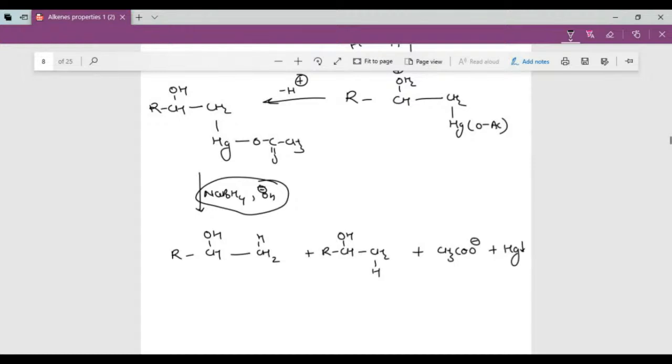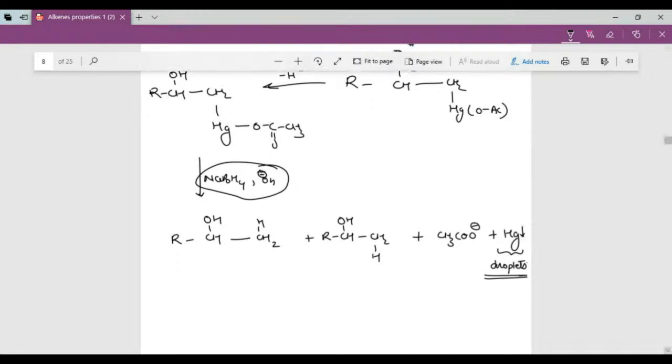So as the reaction completes, these mercury droplets in the container can really be observed. And if we can observe such droplets, then definitely there is an indication that the reaction has taken place, the reaction has completed. Okay, so the appearance of this mercury as droplets is seen here.